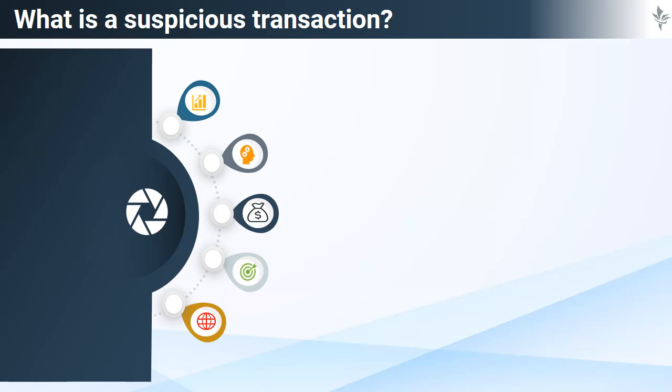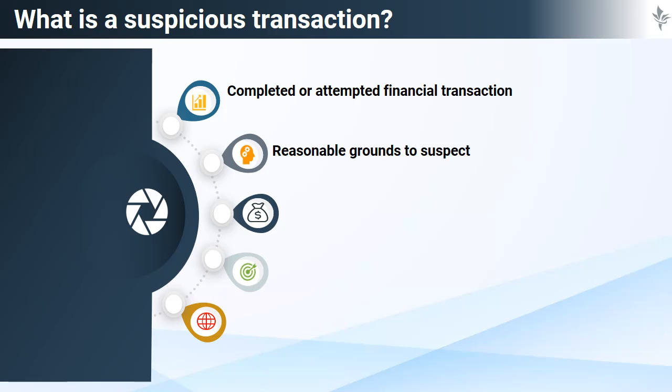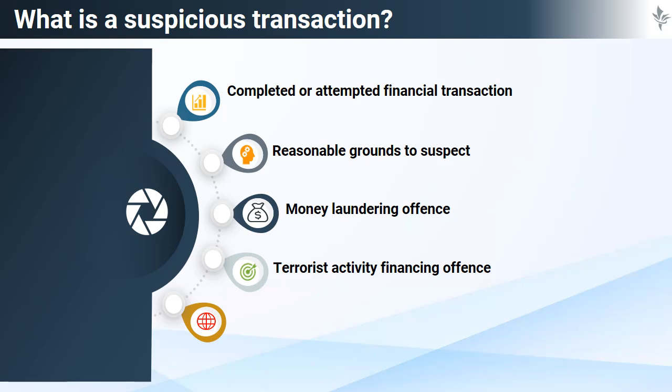A suspicious transaction is a transaction that is financial in nature, that is completed or attempted, and within which there are reasonable grounds to suspect that the transaction is related to the commission or the attempted commission of a money laundering offense or a terrorist activity financing offense. Where there are reasonable grounds to suspect that transactions are being attempted or completed in order to evade sanctions, then you must report these transactions to FINTRAC in a suspicious transaction report.